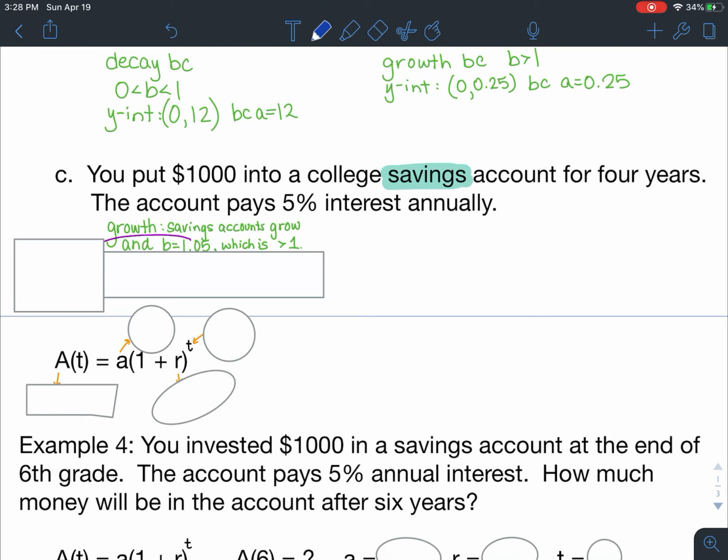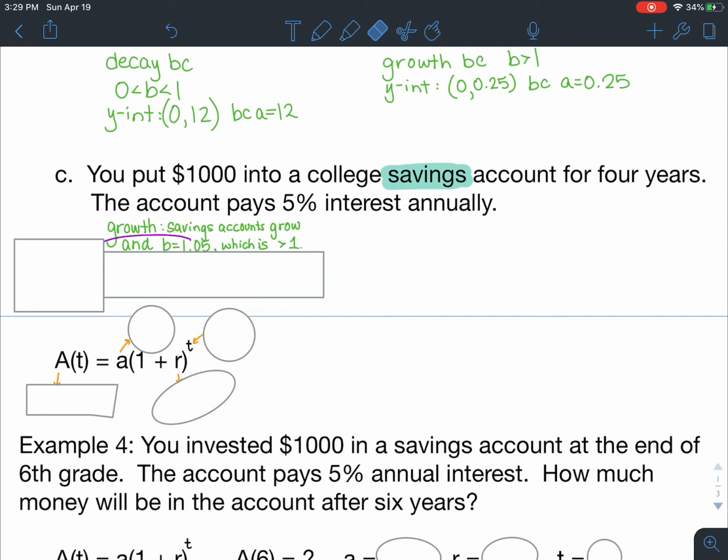Okay. B is 1.05. Now, you might be like, wait, where'd the 1 come from? But if you're increasing in a percentage, it's 1 plus the rate of increase. And that's greater than 1, so therefore it would have to be exponential growth. Okay, what else? The y-intercept.